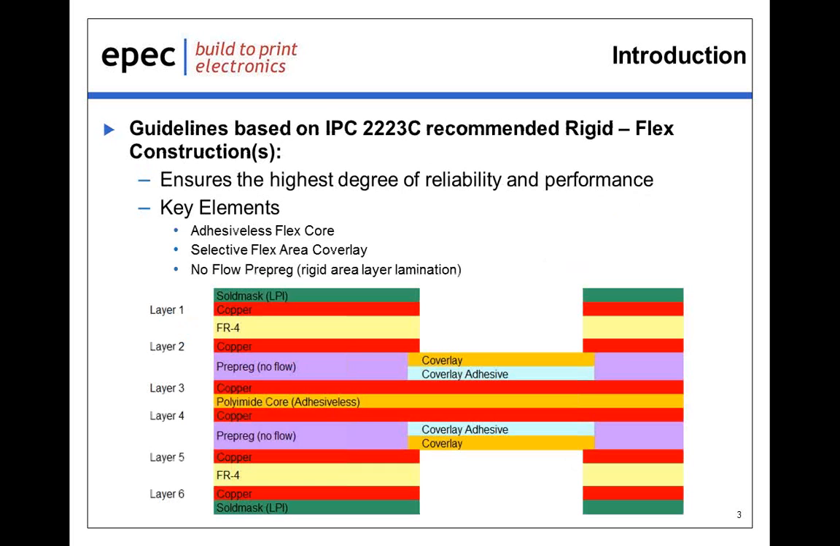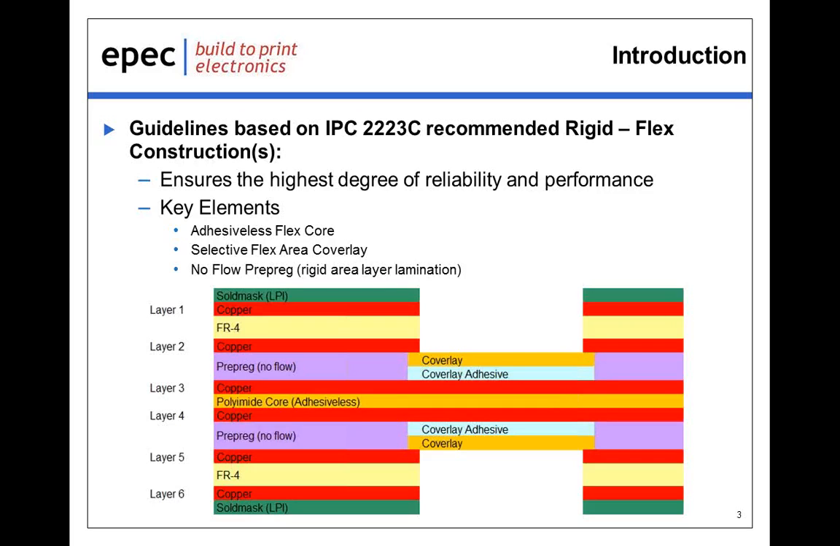Wanted to start off by identifying that all of the items that we're going to cover today in this presentation adhere to IPC 2223C recommended rigid flex constructions. IPC 2223C is a standard pertaining specifically to flex and rigid flex designs. By adhering to 2223C, it will ensure that the design achieves the highest degree of reliability and performance possible.